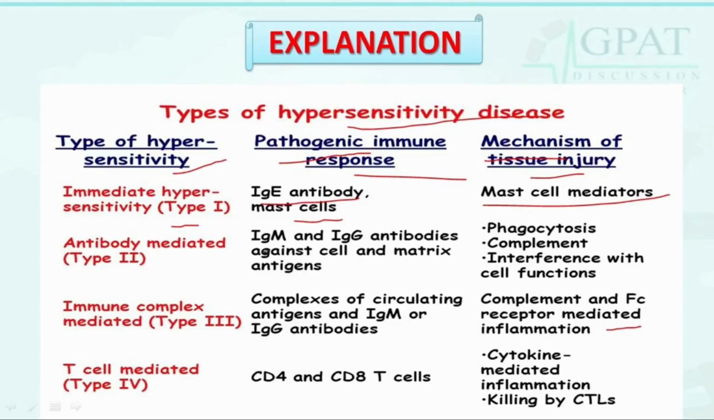Coming to the second one, that is antibody mediated, type 2. IgM and IgG antibodies against cell and matrix antigens are the pathogenic immune response. And what is the mechanism of tissue injury? First is phagocytosis, second is complement, third is interference with the cell functions. The third one is immune complex mediated, type 3. What is the pathogenic immune response? Complexes of circulating antigens and IgM or IgG antibodies. And what is their mechanism? Complement and Fc receptor mediated inflammation. There is inflammation in this.